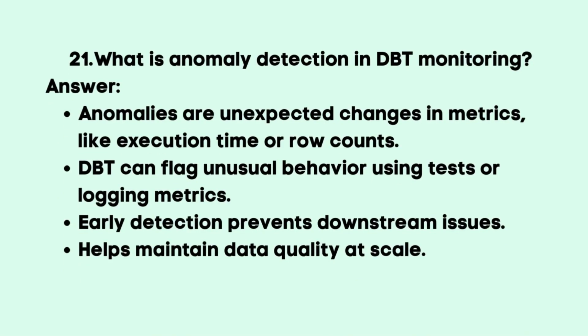What is anomaly detection in DBT monitoring? Answer: Anomalies are unexpected changes in metrics, like execution time or row counts. DBT can flag unusual behavior using tests or logging metrics. Early detection prevents downstream issues. It helps maintain data quality at scale.